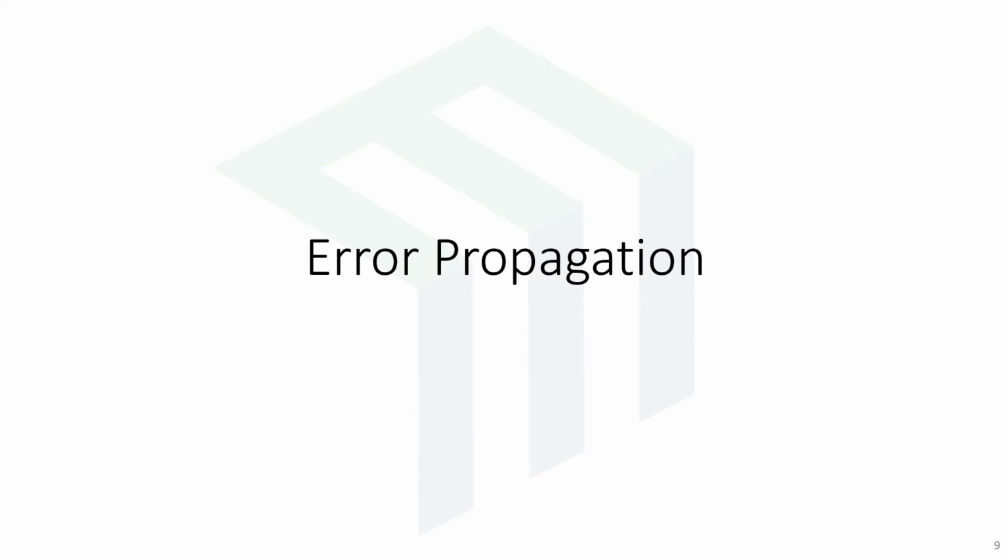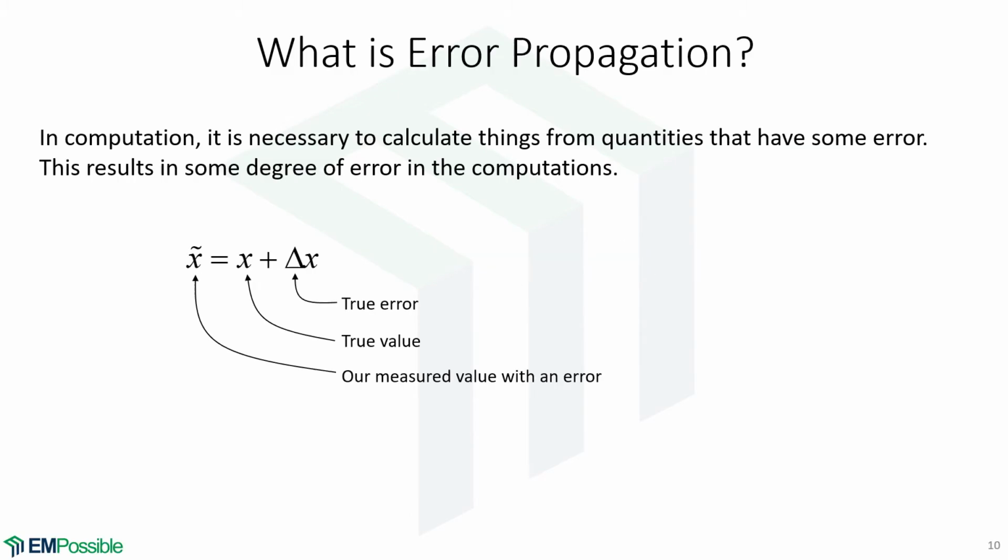Error propagation. So what is error propagation? We have numbers that have error associated with them, and we're going to use those to do calculations. Well, if we're using numbers that we know have errors and we use those in calculations, then clearly those calculations will also have errors. So what error propagation is trying to do is figure out how those errors trickle through our calculations.